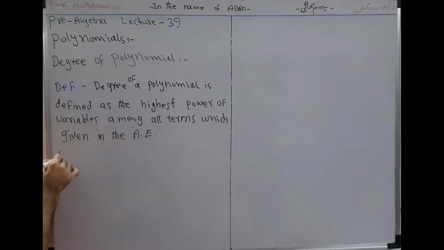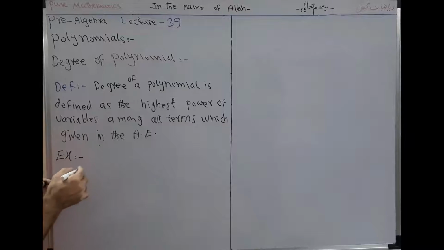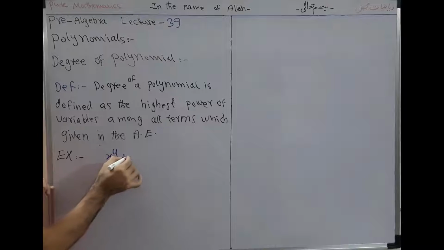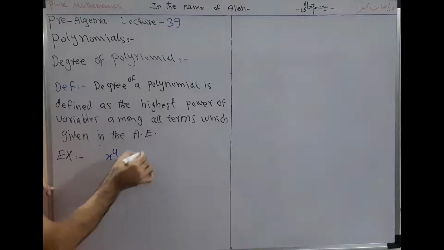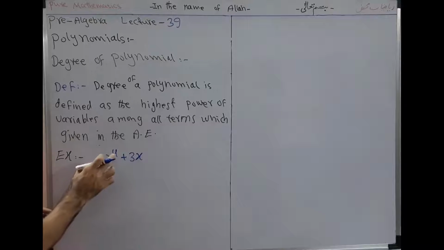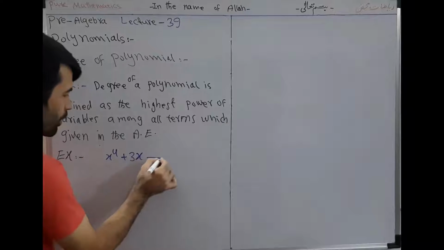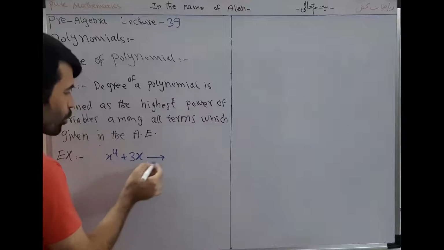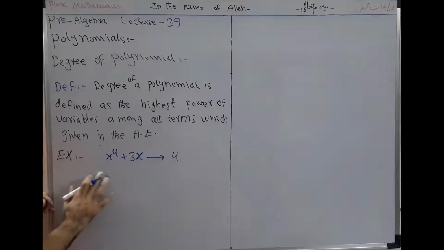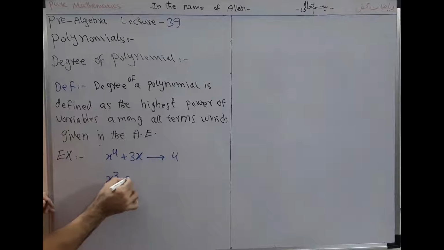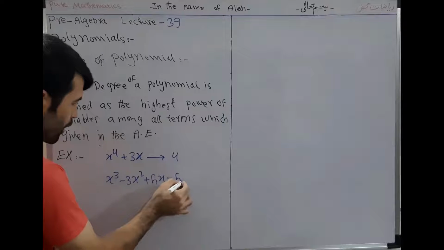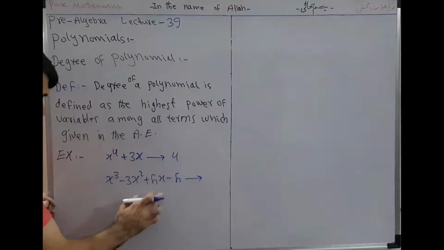Example, if we have x to the power 4 plus 3x, it is a polynomial, but here the highest power is 4. Therefore, the degree of this polynomial is 4. x to the power 3 minus 3x to the power 2 plus 5x minus 5. The degree of this polynomial is 3.